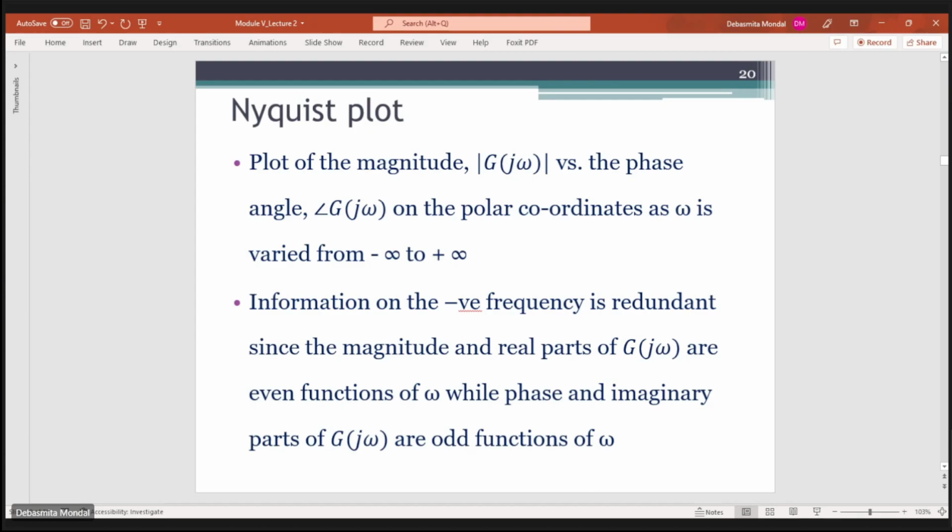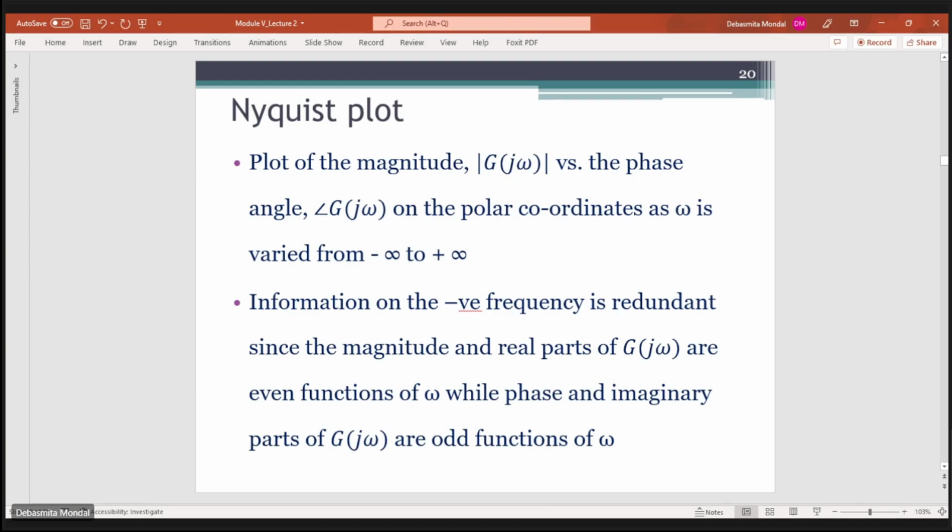So Nyquist plot and polar plot are basically the same things, the only difference being that in the case of the Nyquist plot, we are varying the value of omega from minus infinity to plus infinity. But the significance of the Nyquist plot, why we need to vary omega from minus infinity to plus infinity, and its significance in terms of stability, we'll discuss later on.